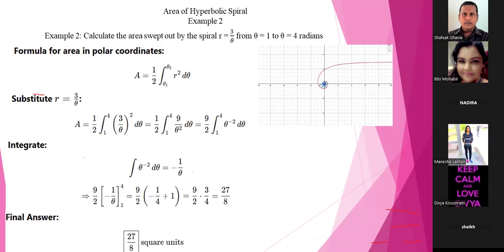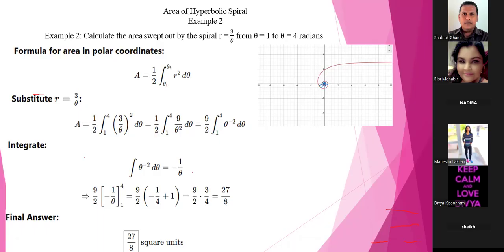Now, 3 over theta will become 9 over theta squared. I apologize for the noise in my background. Theta 1 will become 1 and theta 2 will become 4. Now we substitute that into the formula.